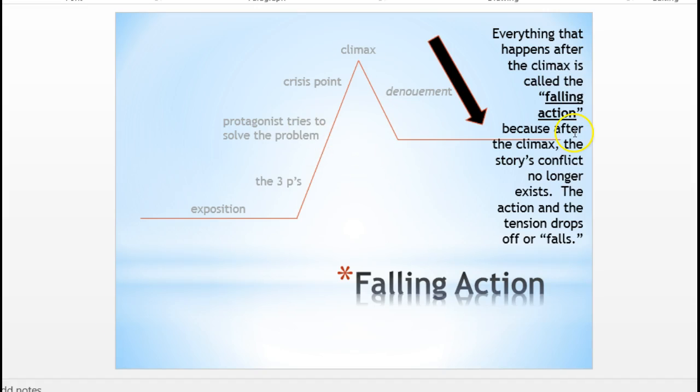All right, and this is the slide I kept trying to get to before. The whole side of this structure is called the falling action, and that is because the tension no longer exists. We've gotten past that main conflict, and everything is dropping. The tension drops or falls, and that's why it's called the falling action. And we're just simply being shown how the story is going to wrap up or make sense in total.